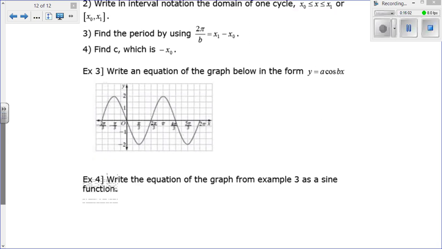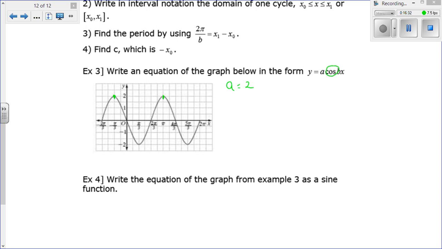So for number 3, write an equation of the graph below in the form of y equals a cosine bx. Okay, there's kind of more than one way to do this. I'm looking for a cosine curve. For A, I need to look at my maximum point, which is 2. So A is 2. And I think the easiest way to find B, which is the period, how long it takes, is to look at my graph here. This is one high point, this is one high point.